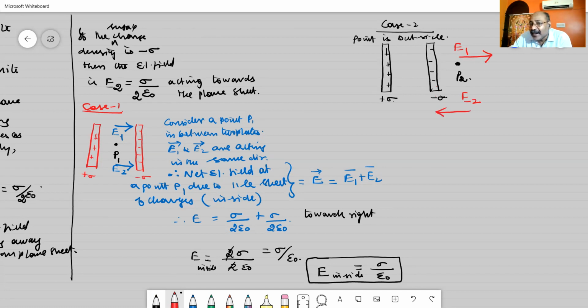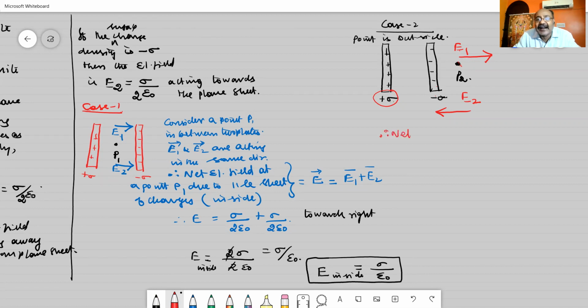Correct? You see, when you are considering the point P2, the electrical field on P2 due to this positive charge, which is E1, is acting away from the positive charge. So it is acting towards the right. At the same time, the point P2 is experiencing another electrical field due to this negative charge, which we are taking as E2. In what direction will it act? If the electrical field is due to a negative charge, it will be acting towards the negative charge. So it is acting in this direction.